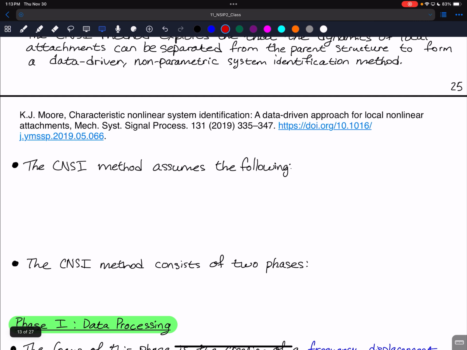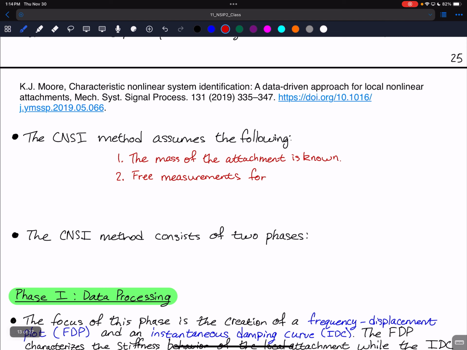Okay, so first, the CNSI makes the following assumptions. First, that the mass of the attachment is known, which is something you should be able to measure. Second, that free response measurements for the attachment and its installation points are available.